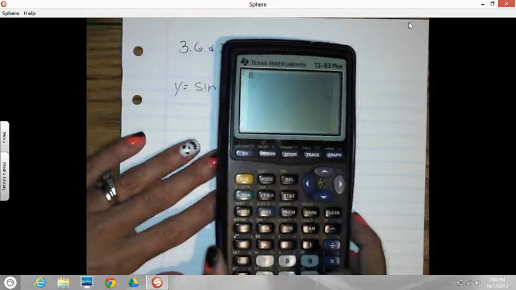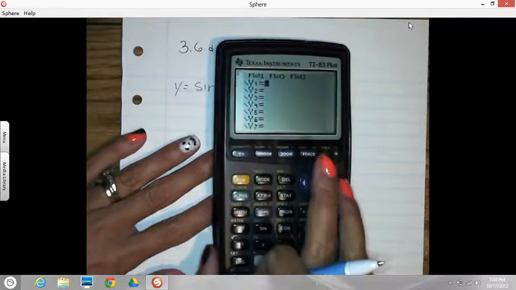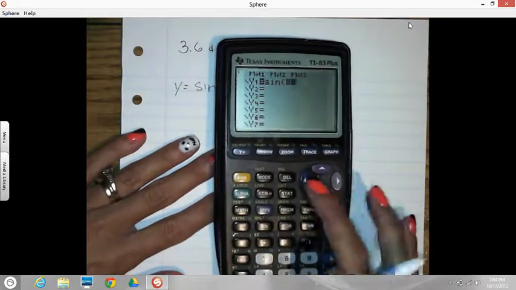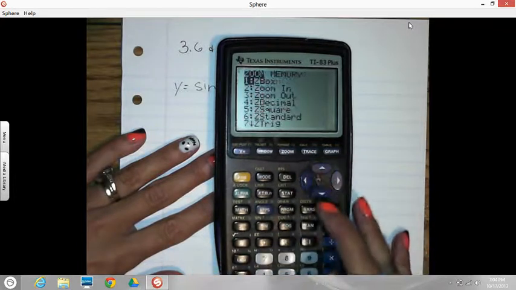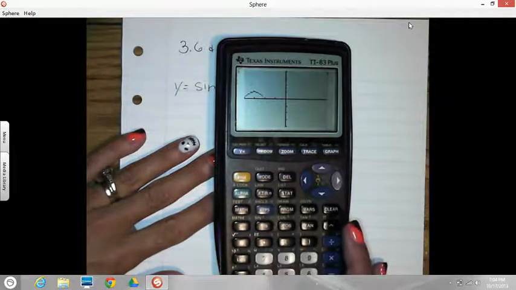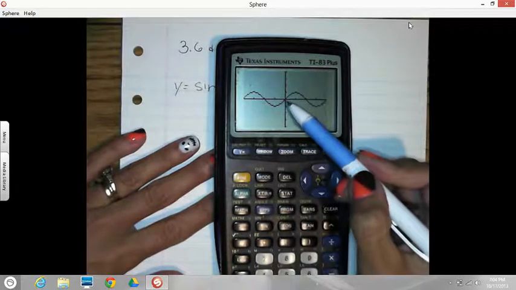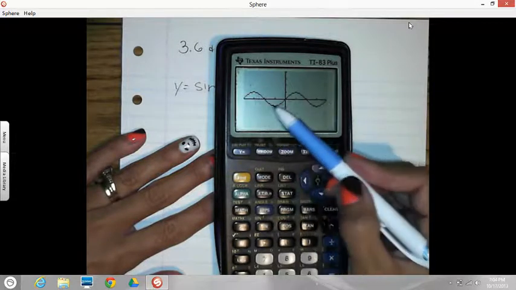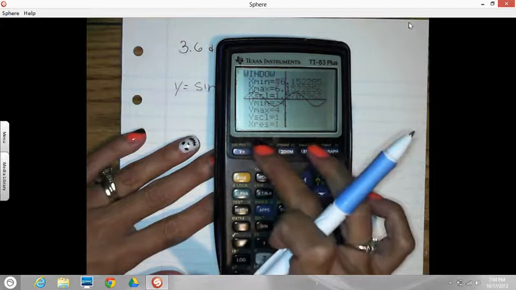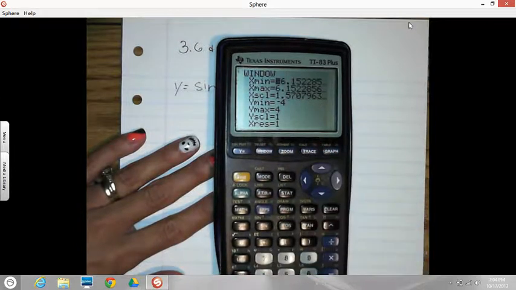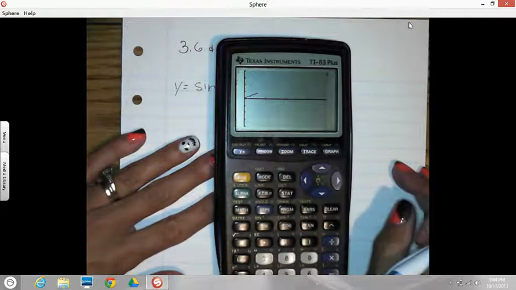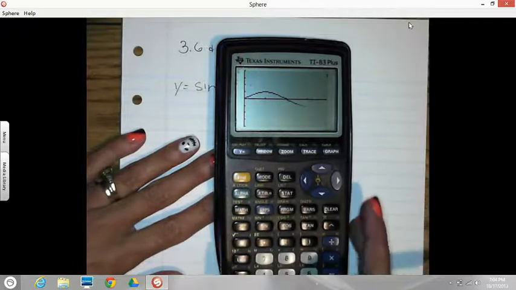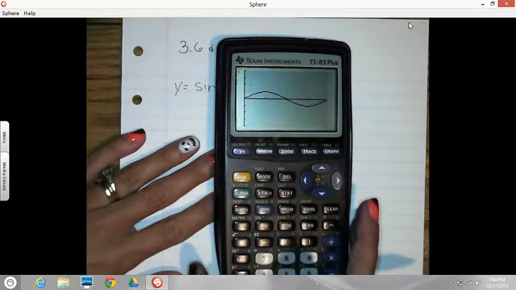So sine x, if you remember what it looks like, let's see, sine x, we'll do a zoom trig. And remember, you see two cycles of sine there. Sine starts at the origin, starts on the axis, goes up, makes that cycle. So we're seeing two cycles here. I'm going to change the window so that we only see one. So it's going from 0 to 2 pi. Alright, there's your sine graph.